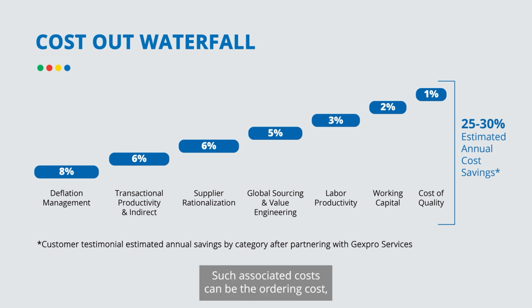Such associated costs can be the ordering cost, the quality control, the warehousing, the storage, taxes and duties. So when you are discussing a purchasing decision, you have to take into account all these associated costs. And if you're talking about the tail spend items, like where Gexpro Services can help, those items have the highest associated costs on a per piece basis. So this is where Gexpro Services as a service provider can help you to minimize those costs and streamline your operations.